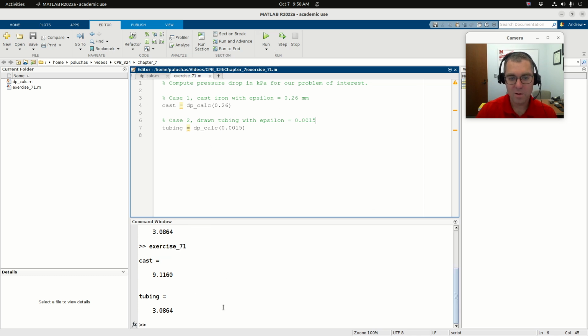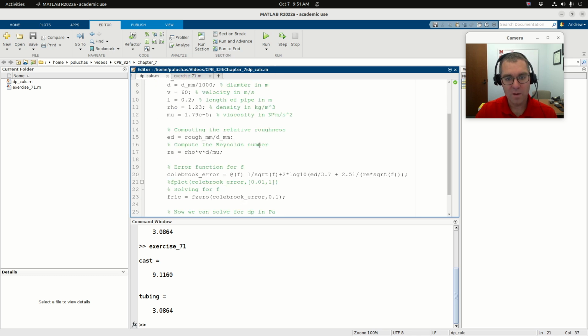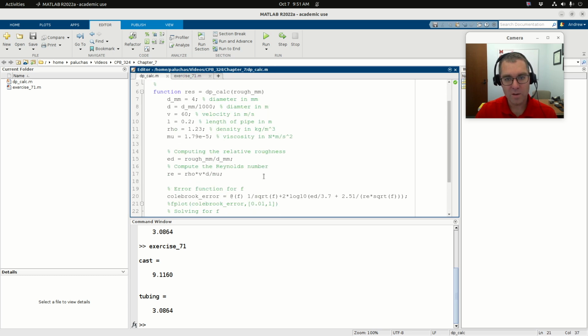So if I run it, I could just click run and exactly reproduce my results. And I see that as relative roughness increases, we saw that the friction factor increased. And now we see that the pressure drop increases as well. Okay, so cool. All right, so here's my solution for 7.1.